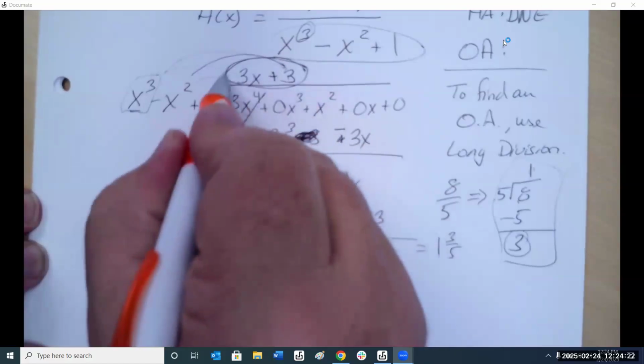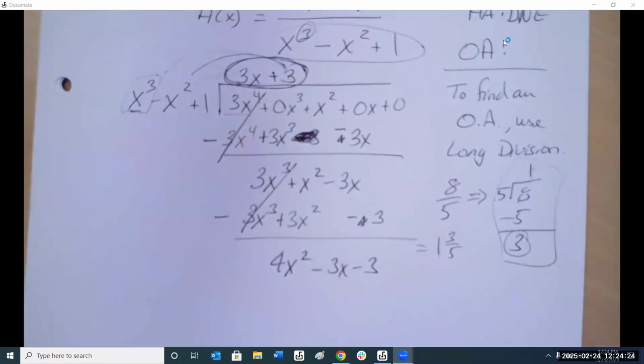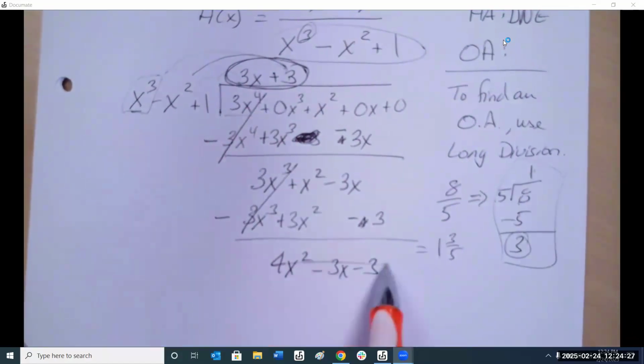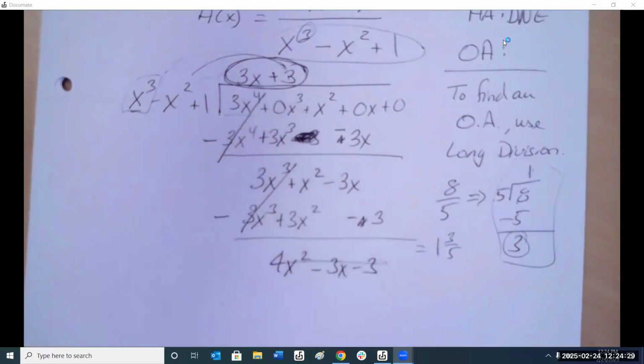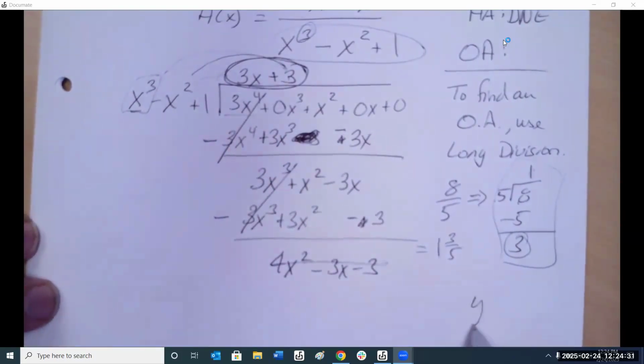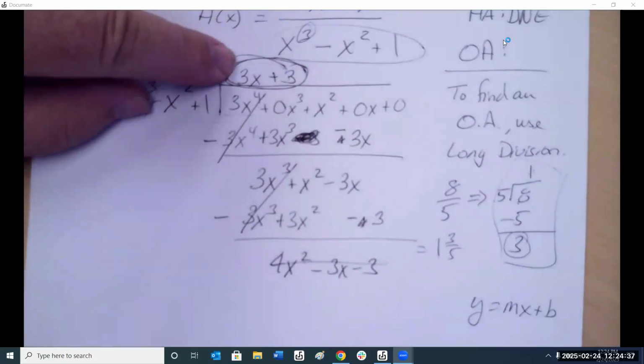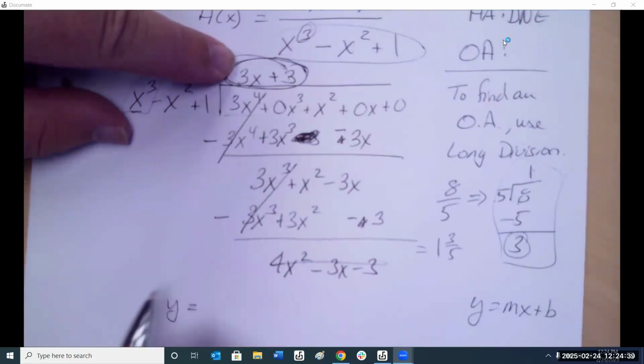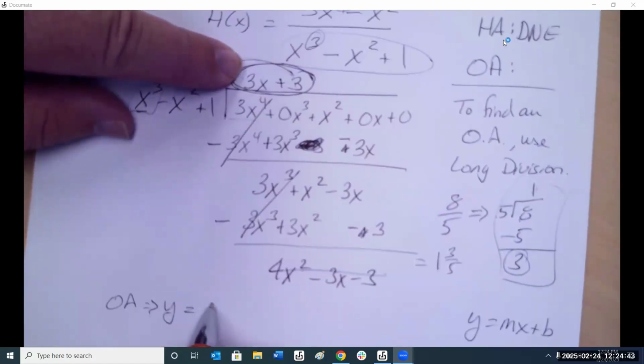Once you have a linear equation, you're done. We don't care about the rest of this stuff because this is a linear equation. You can only have y equals mx plus b. So in this case, our oblique asymptote is the line 3x plus 3.